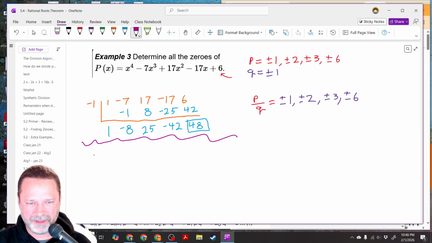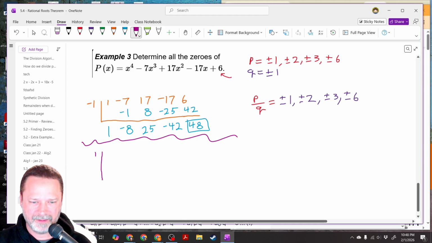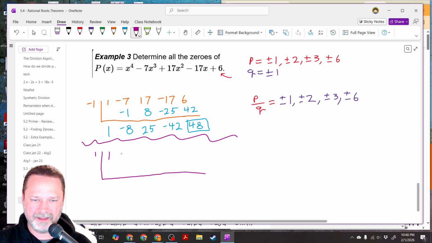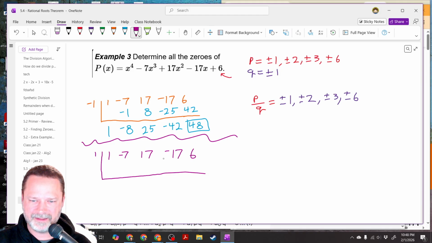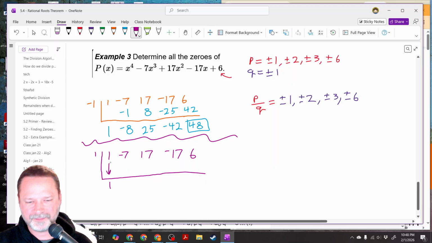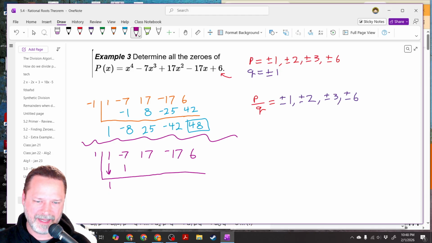-1 didn't do it. Let's try 1. So we're going to plug in our coefficients again. 1, -7, 17, -17, and 6. We're going to bring down this one here and go for it. 1 times 1 is 1. The 1 here, add it, we get -6.